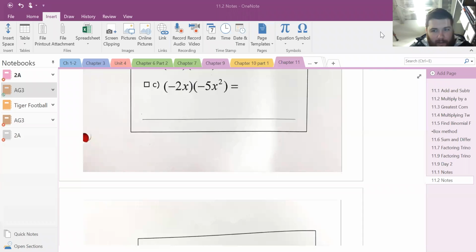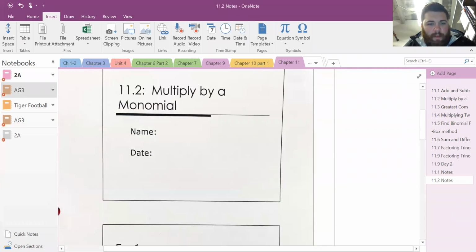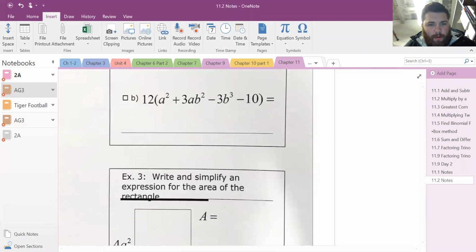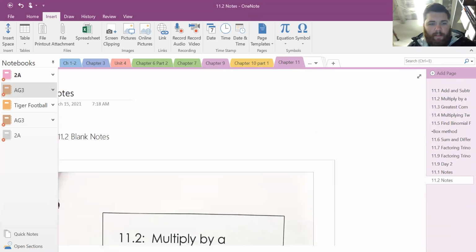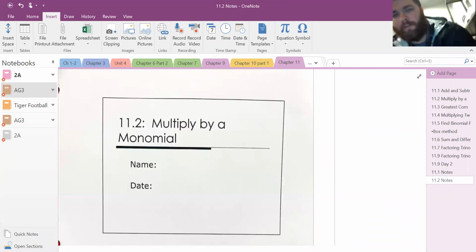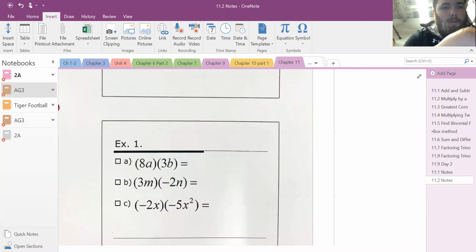We got 11.2 coming your way. We're doing 11.1. We did adding, subtracting polynomials. Yesterday was adding and subtracting, today is going to be multiplying, and that's it. We're not even gonna worry about dividing. It's just multiplying. So let's knock this out. Another quick and easy day. Should be pretty much review. Okay, for some people not. All right, here we go.